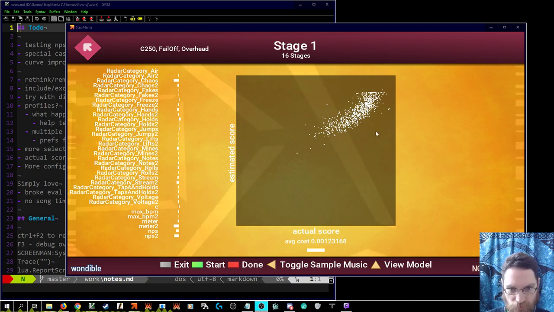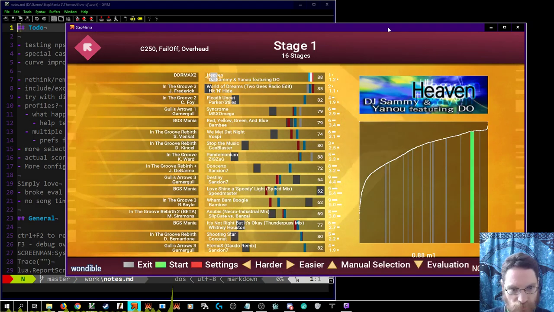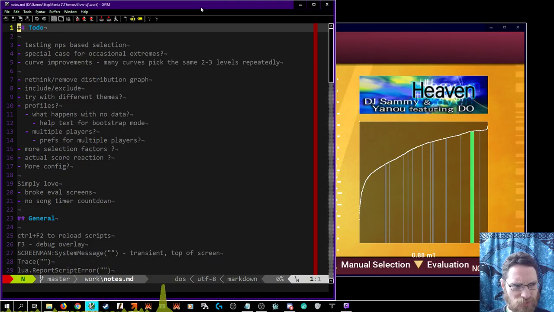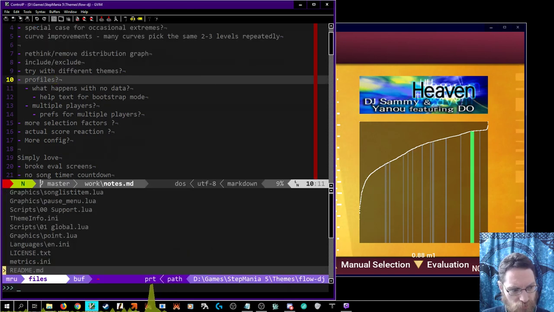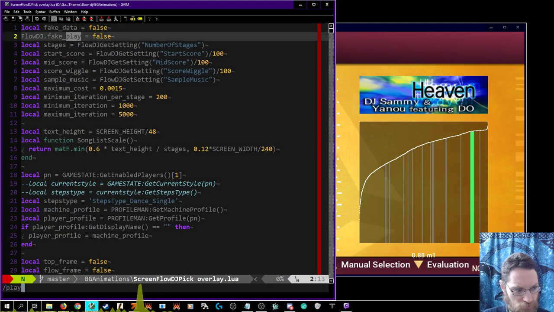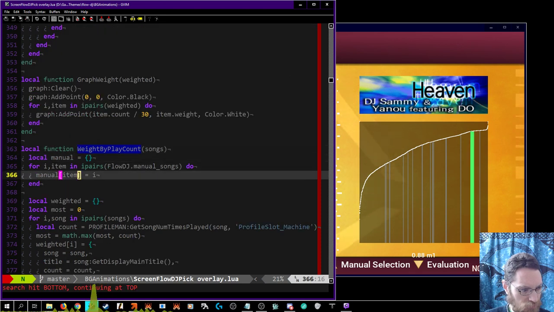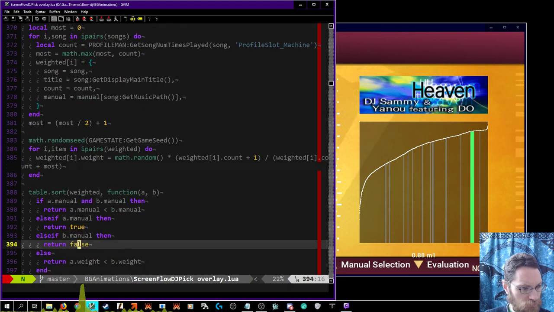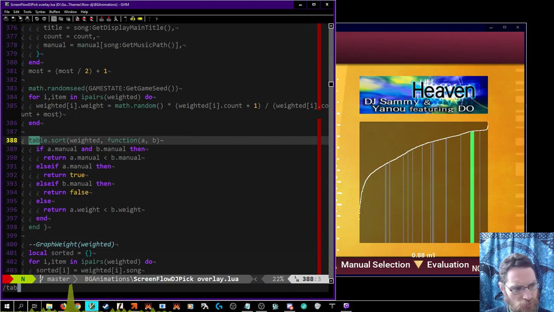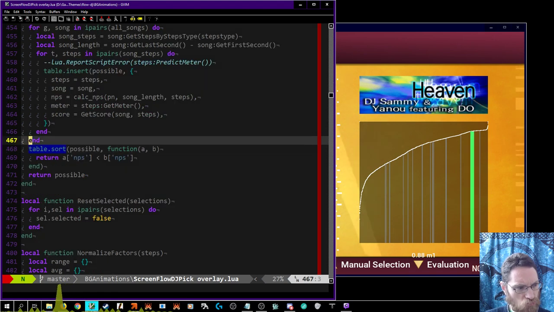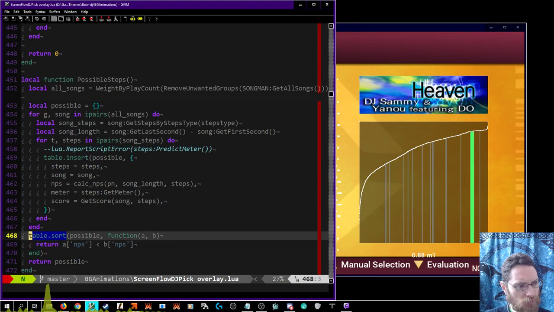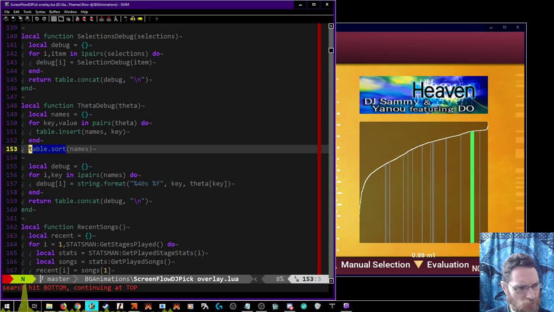Now, I actually got to thinking that at one point I thought I had sorted something by play count. So it's weight by play count. Oh, there is a table dot sort in here. Oh, I might not be able to do that sorted. I'd swear I'd looked at this and said, oh, we're not sorting anything.